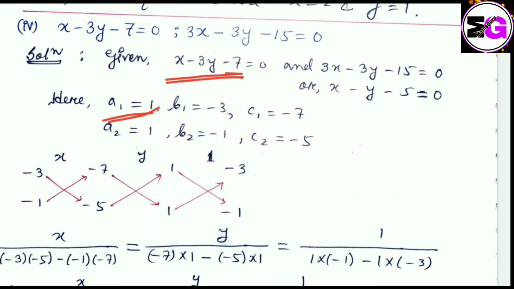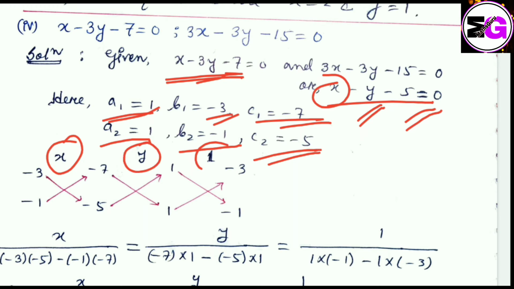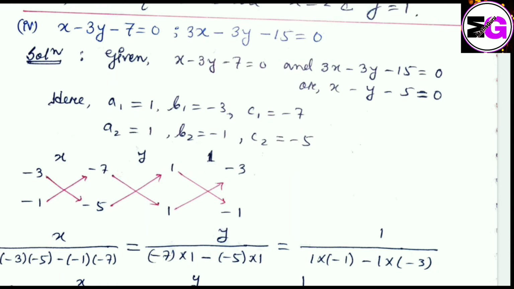a1 is equals to 1, b1 is equals to minus 3, coefficient of y, and c1 is equals to minus 7. And from this equation a2 is equals to 1, coefficient of x, b2 is equals to minus 1, coefficient of y, and c2 is equals to minus 5. Then x, y and 1 are written. Then b1, b2: minus 3, minus 1. Then c1, c2: minus 7, minus 5, and a1, a2: 1 comma 1, and this again b1, b2.